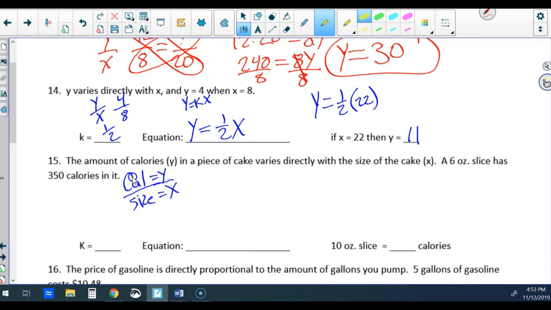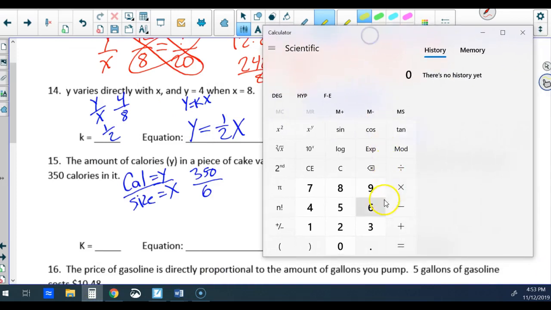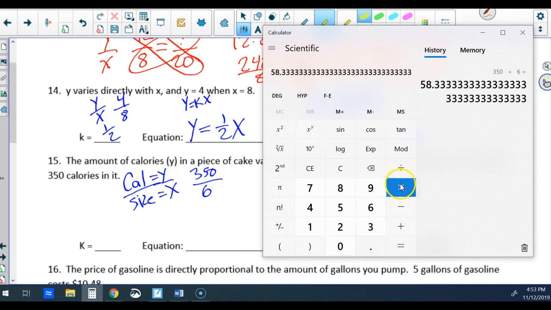A 6-ounce slice has 350 calories in it. We need the k. k is y over x, that is calories over size. That is 350 over 6, calories per ounce. 350 divided by 6 is, I have no clue, 58.3. This is a time when we do want to convert this to a decimal.